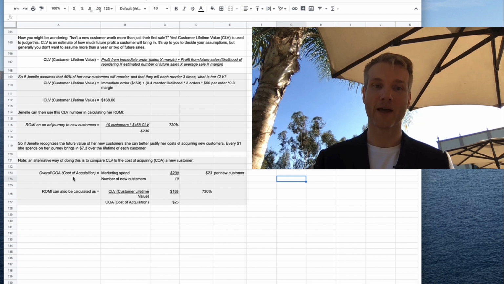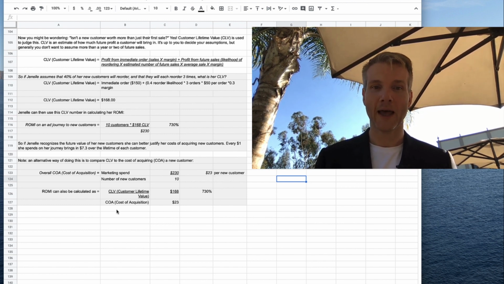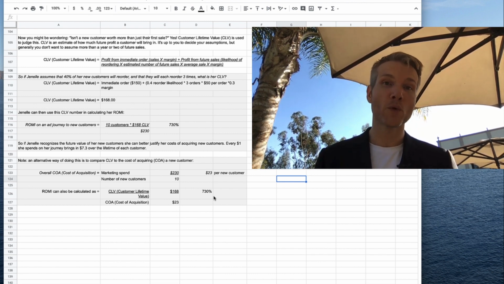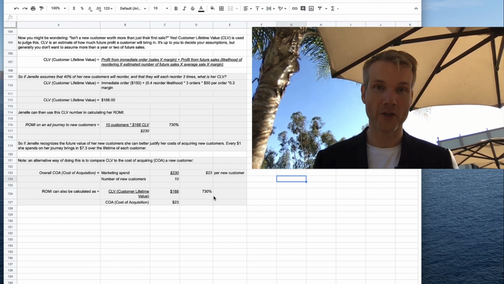Finally, I've also included calculations down here on how to go through and calculate cost of acquisition. This is the cost of getting a new customer. You can use this information, in this case $230 divided by the 10 new customers, $23, to also calculate ROMI, and you'll get the same numbers. So if we take customer lifetime value and we divide it by cost of acquisition, you're going to get 730%, which is the exact same number. Some people prefer going through and calculating it this way, and if you like, that's totally fine to do.